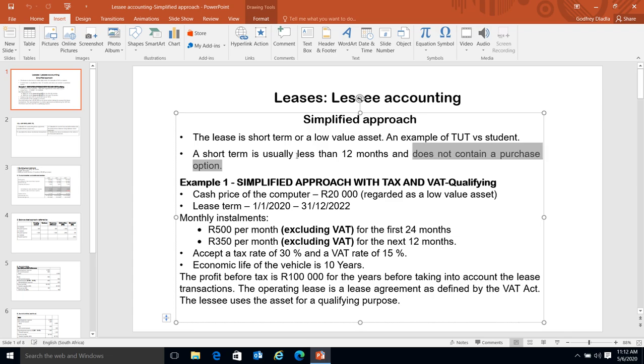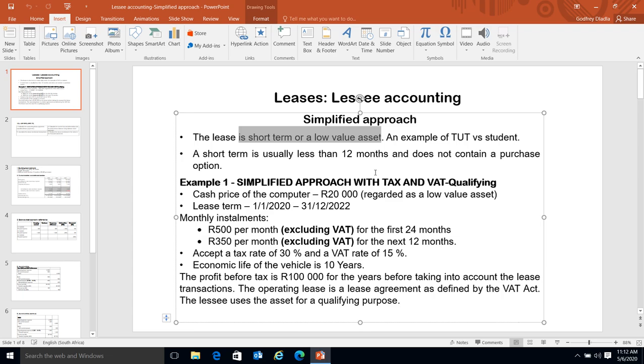Now, for a simplified approach, there are two criteria. One, the lease must be for a short period, or, I'm not saying and, I'm saying or. So one of the two can be present in a lease agreement. It must be for a short term, like I've explained, that the student can occupy a room for 12 months. Or it must be a low value asset. Now, let's look at these two criteria.